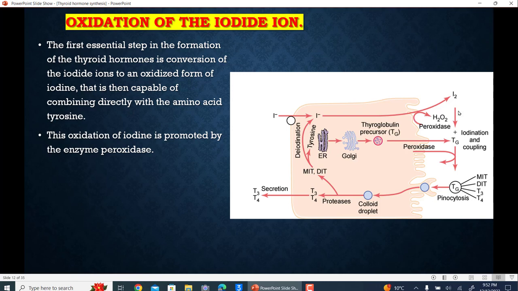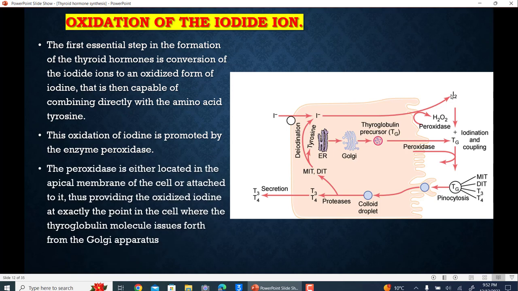So the first action of this peroxidase is to oxidize. Oxidation of iodine is promoted by this enzyme peroxidase. This iodide is changed into iodine. The peroxidase is either located in the apical membrane of the cell or attached to it, thus providing the oxidized iodine at exactly the point in the cell where the thyroglobulin molecule issues from the Golgi apparatus.